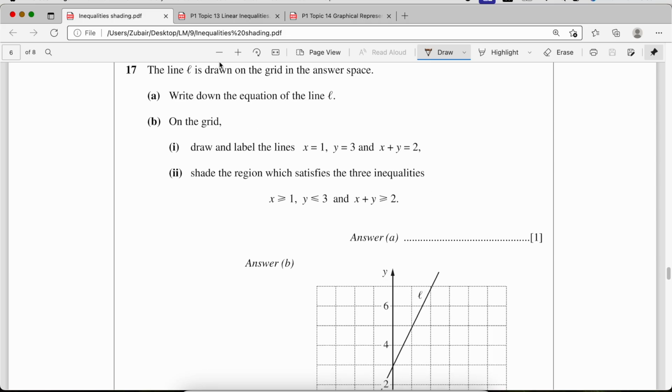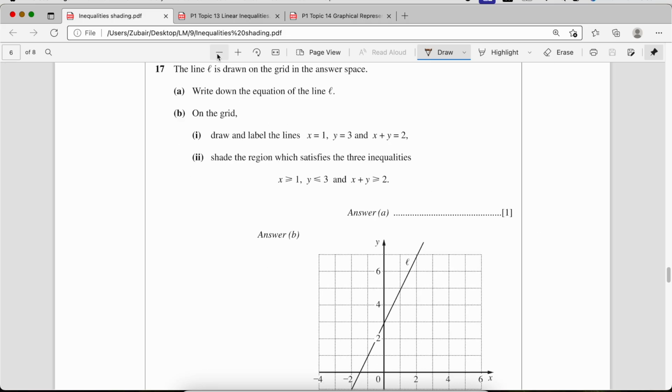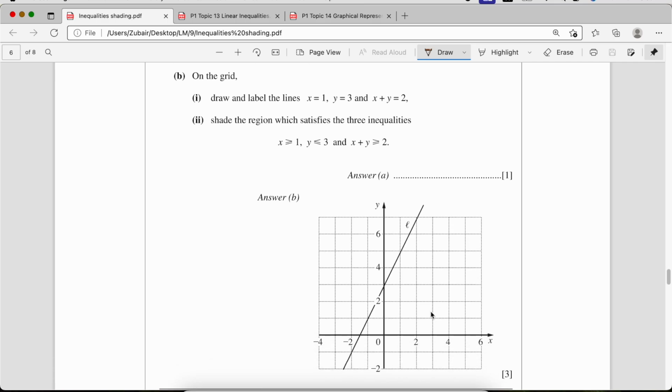Line L is drawn on the grid in the answer space. Write down the equation of line L. I can see the rise is 3, the run is 1.5, or just ignore that. Let's find 2 good points because I'm not very certain if it is in the middle or 0.6 or something. So let's say one of the points is this, the other point is this. So this is rise 2 and run 1.